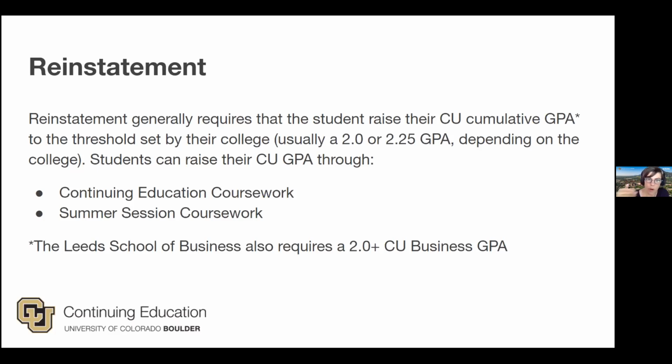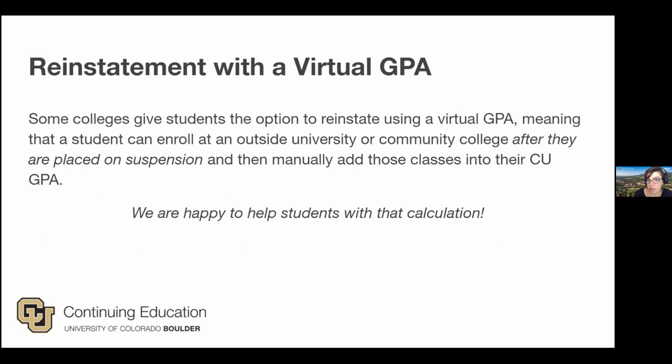So in order to get to that requirement, the most common option that students will choose is to enroll in continuing ed coursework and maybe even some main campus summer coursework. Now, there is another option for a lot of colleges, and that's to reinstate with what we call a virtual GPA. So a virtual GPA means, let's say a student is placed on suspension and they decide that it would actually be better for them to go back home and enroll in classes at a local community college. If they do that, they can transfer the classes back, but the GPA doesn't transfer back. So the CU GPA remains the same. But for the purposes of reinstatement, a lot of colleges on campus will say, we are happy to add in those grades, do a manual calculation and see if we add these grades in, does that bring you to a 2.0?